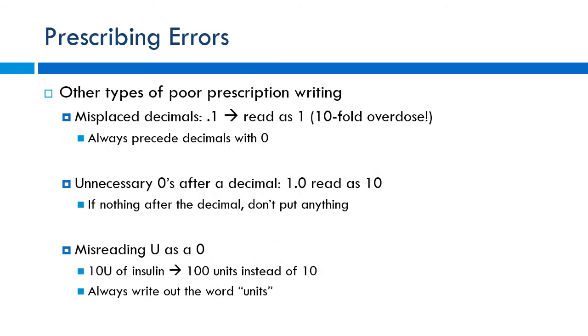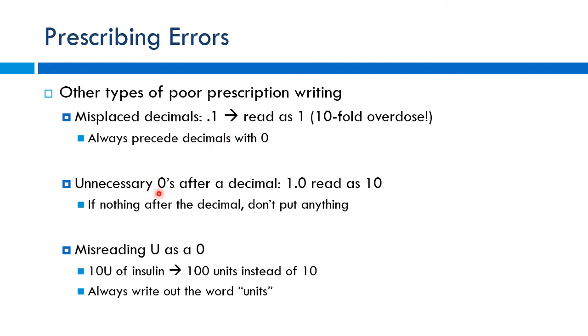Okay. Some other types of prescribing errors you can run into. Looking at misplaced decimals, if you have a decimal place, always have a preceding 0, right? So for instance, if I just write .1, that can be misread as 1. It's a 10-fold difference in dose you can see with that. So again, you got to be careful with that.